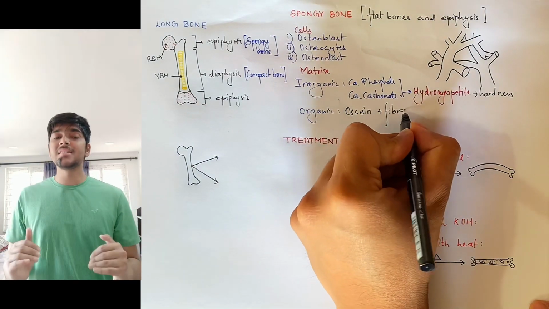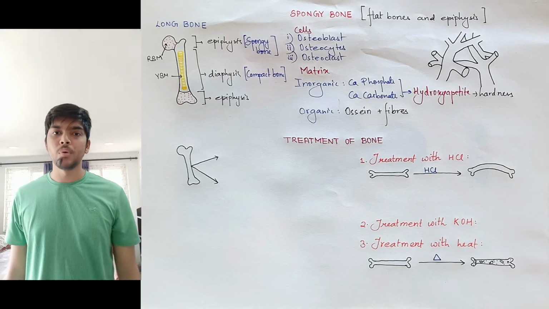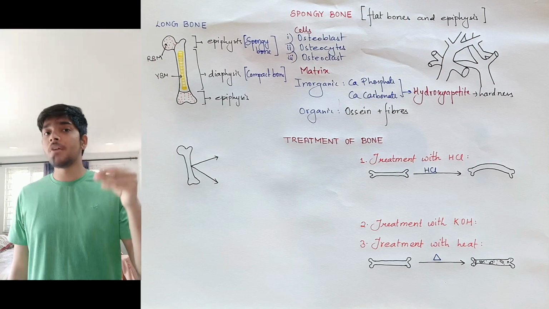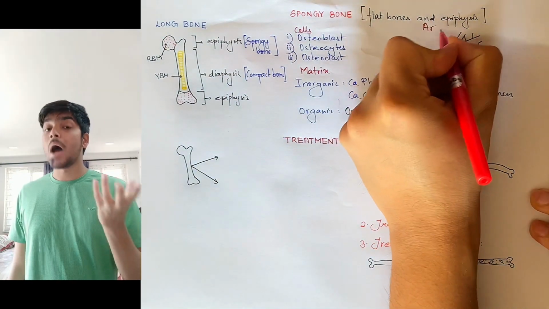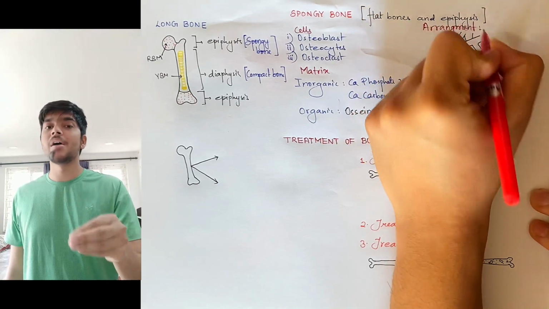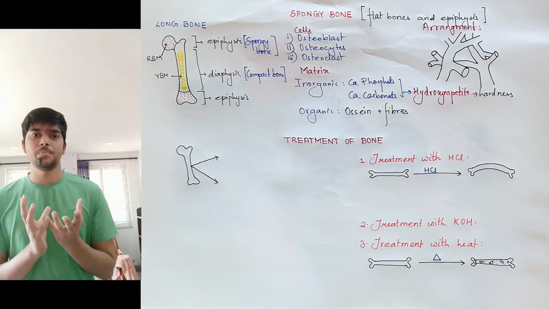Okay, now these things are arranged differently than in compact bone. That's the difference between spongy and compact bone. The things found in both of them, that is the cells and matrix, are the same. However, the way these cells and matrix are arranged is different. Let me show you a diagram of spongy bone.